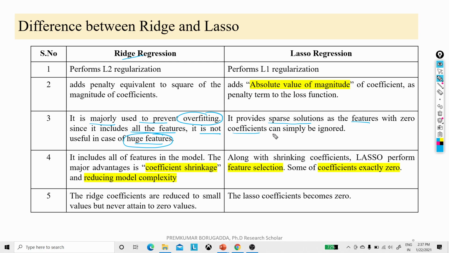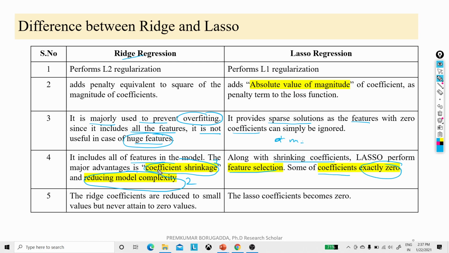Coefficients with 0 value can simply be ignored, which means the coefficient values, the m values, are about to be 0. Ridge includes all the features in the model. The major advantages of ridge regression are coefficient shrinking and reducing the model complexity. Along with shrinkage of the coefficients, lasso performs feature selection, and some of the coefficients become exactly 0.